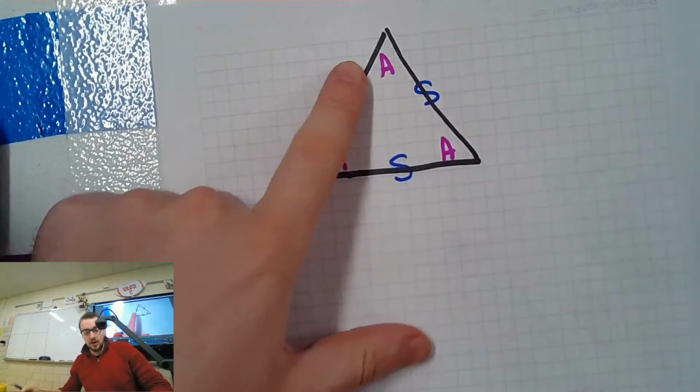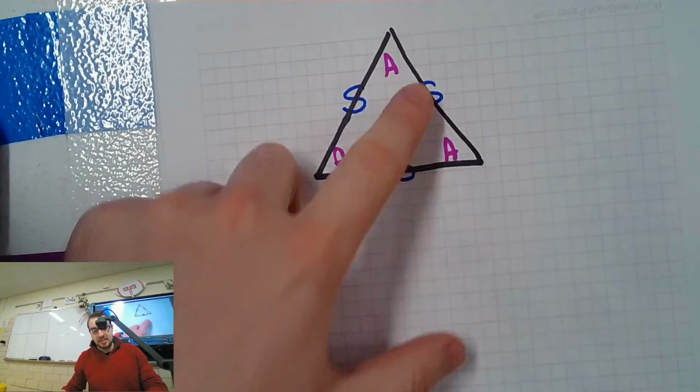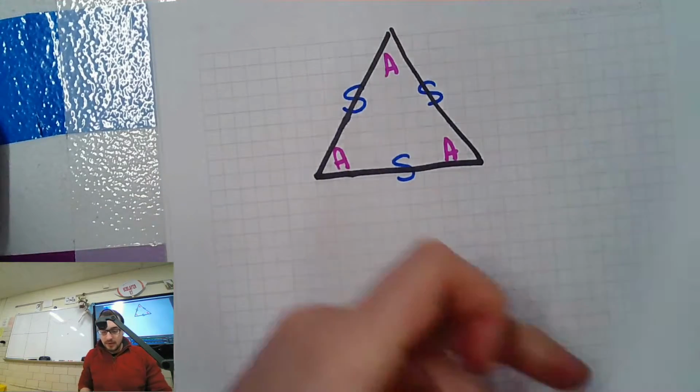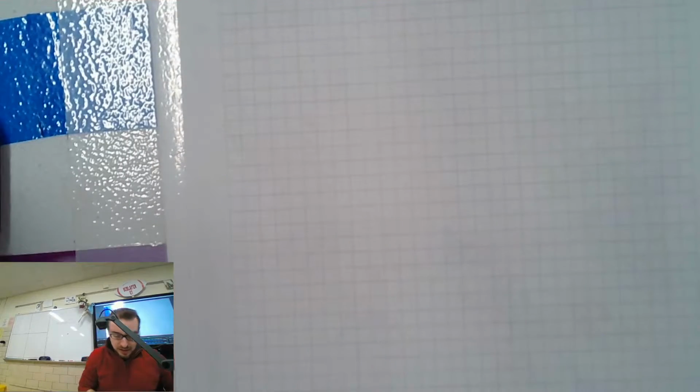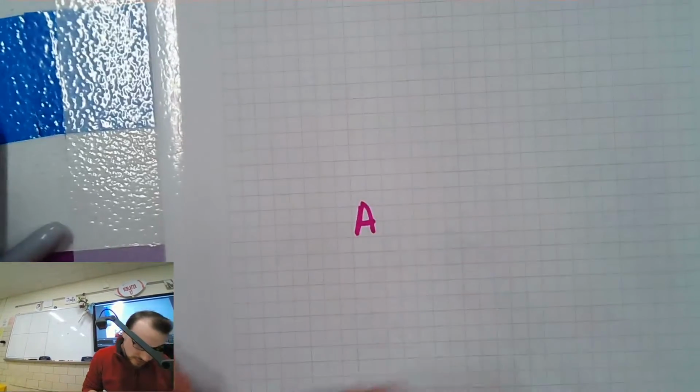So I want you to list all the ways that you can organize three S's and three A's using this chart method. What we're going to do is start at the bottom with an A and a B.